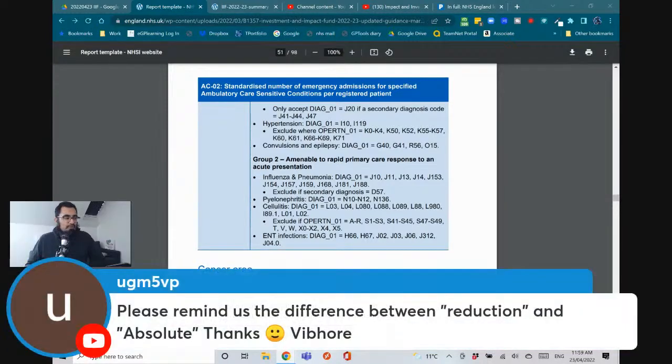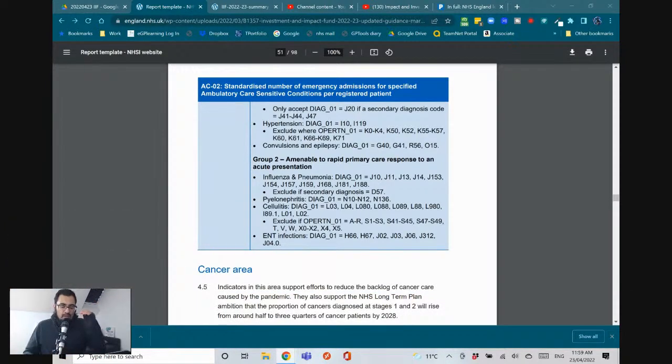Been asked, please remind us the difference between reduction and absolute. I'm not 100% sure, but I think there's different criteria because they're composite ones. You have the different criteria of whether you have an element of reduction, or whether you've done absolute total numbers of reduction versus that. So it's based on either your previous criteria and stuff. So I'll be honest, I'm not 100% sure, Vibor. So I'll try and find out for you on that one.